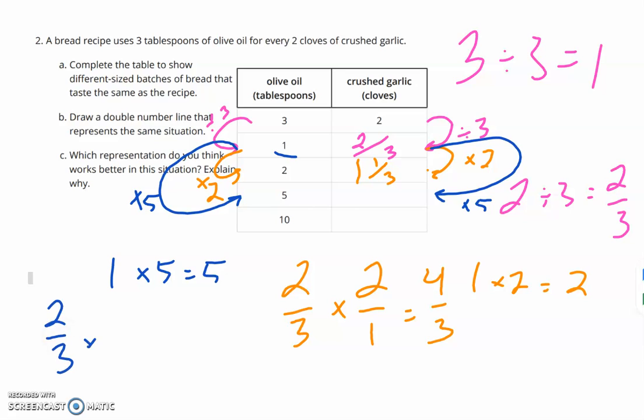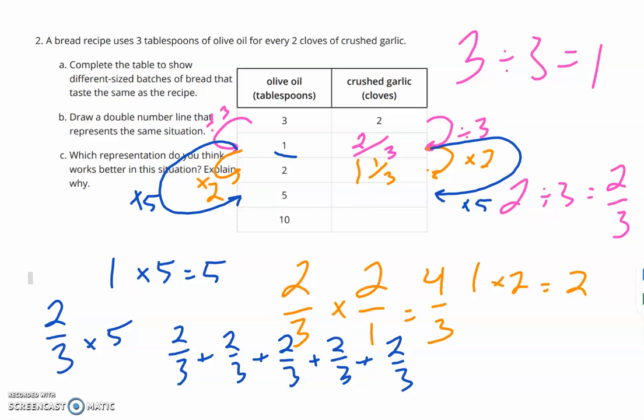2/3 times 5 is like 5 groups of 2/3, or 2/3 of 5. Let's do 5 groups of 2/3. So I can do 2/3 plus 2/3 plus 2/3 plus 2/3 plus 2/3. That's 5 groups. 1, 2, 3, 4, 5 groups. 2 plus 2 is 4, plus 2 is 6, plus 2 is 8, plus 2 is 10 thirds.